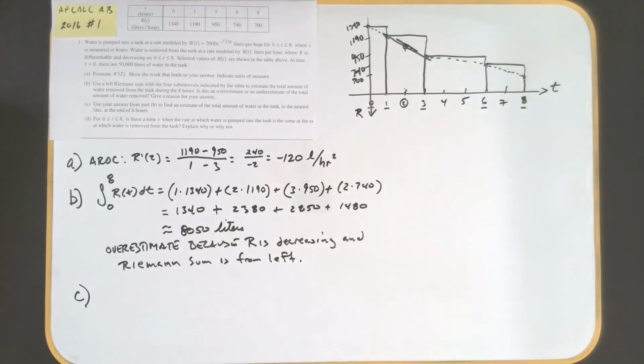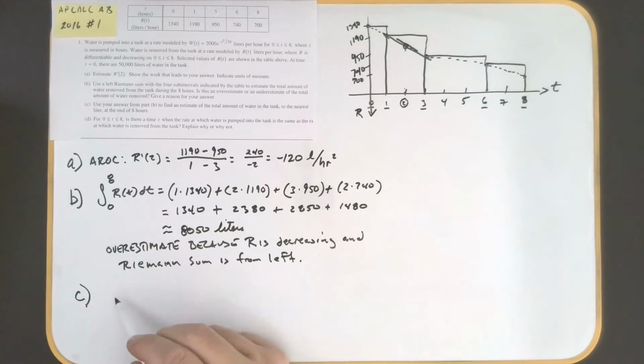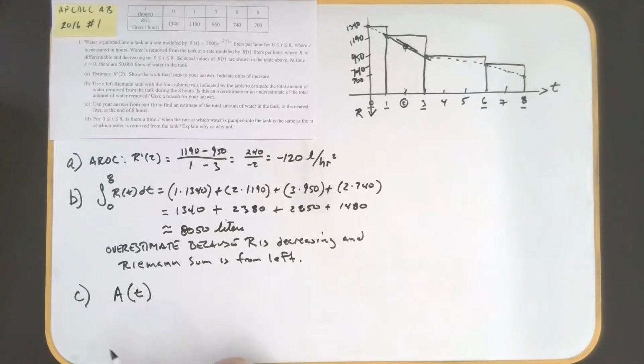Let's look at C. C says, use your answer from part B to find an estimate of the total amount of water in the tank to the nearest liter at the end of 8 hours. Well, this is where we're going to go back to the two-rate style of question. And I'm going to build this equation. Now, if you remember, it's common for a total amount in a two-rate question to be composed of three things. So I have this system where we have 1 plus 2 minus 3.